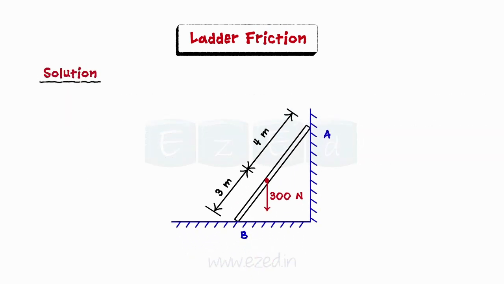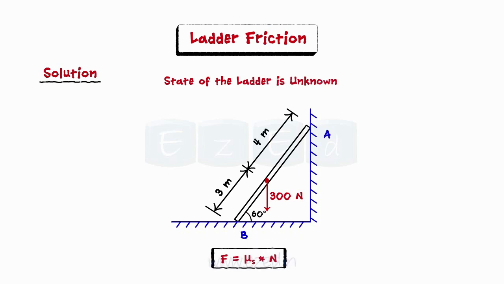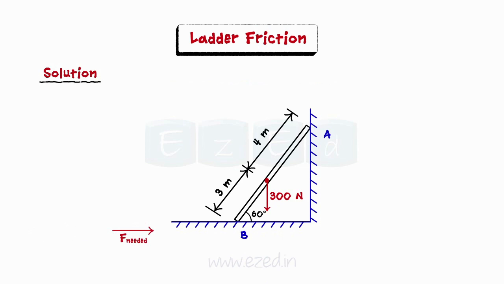In this case, we have to find whether the ladder will stay in a state of equilibrium at 60 degrees or will it slip. The state of the ladder is unknown in this case. Hence, we cannot take the friction force as the limiting value. Let F needed be the friction force needed at the ground to prevent the ladder from slipping.